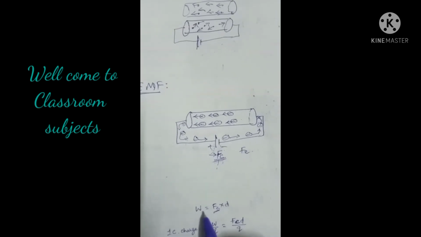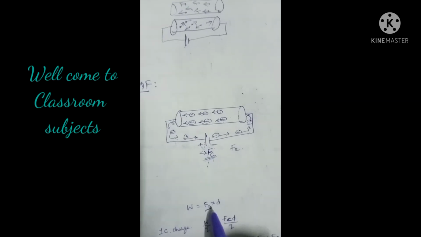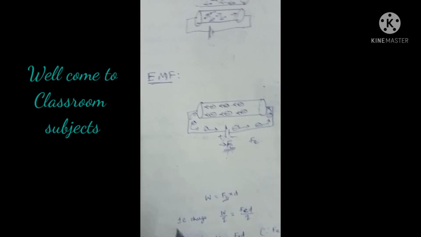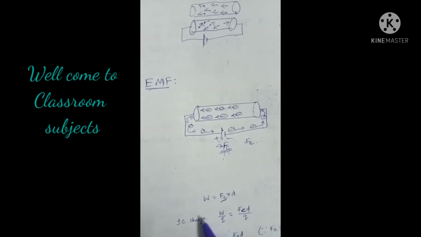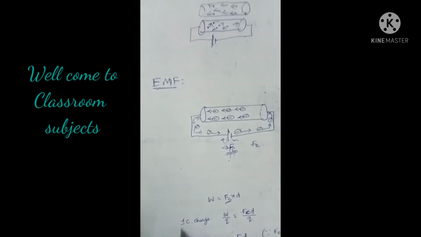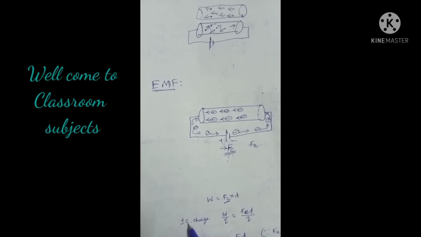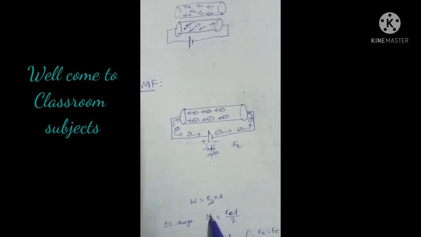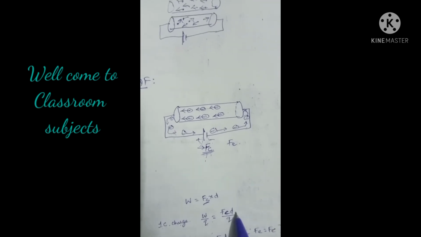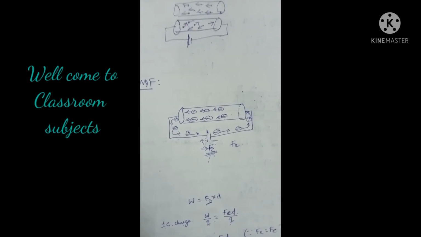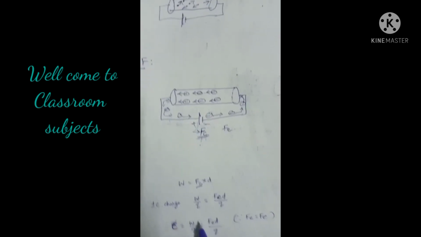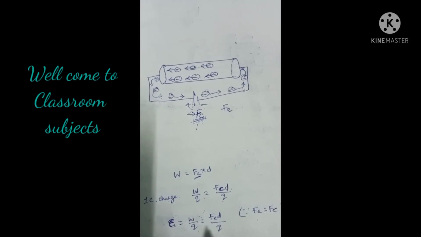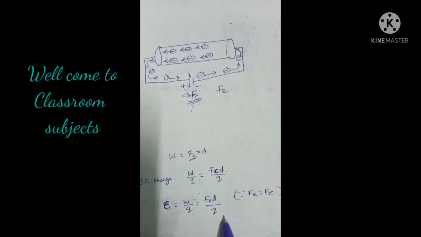So work done W is equal to Fc into D, and work done by the chemical force on 1 coulomb of charge is W by Q. So Fc into D by Q. So EMF is equal to W by Q, which is nothing but Fc into D by Q.